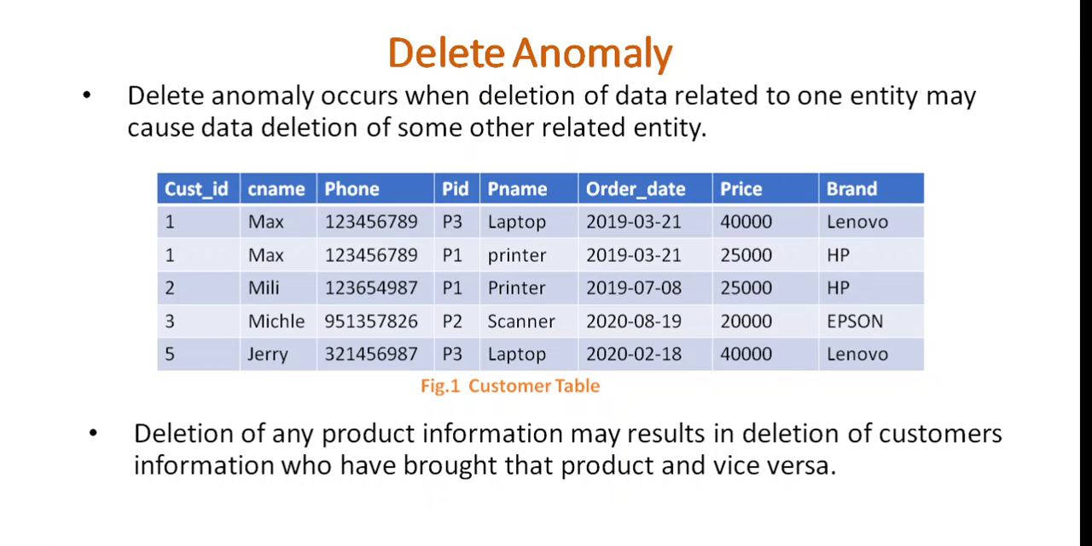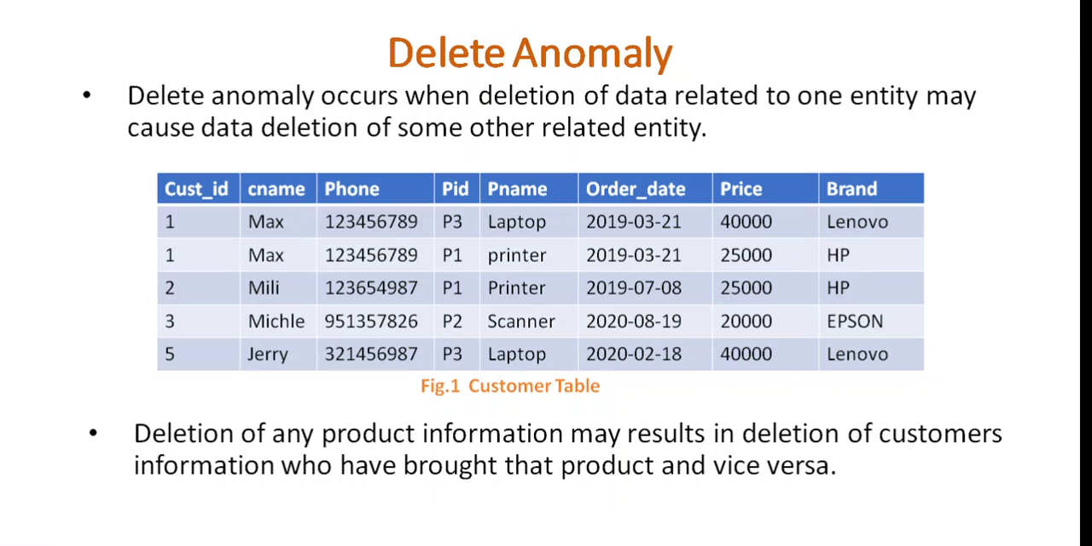Now see here, scanner is the product having product ID P2. This scanner product is ordered by a single customer, that is, customer ID 3 has ordered the scanner. If I want to delete the information of scanner, that is, delete this product from my product list, then after deleting that product from the table, the customer information, that is customer ID 3, name and phone number, will also get deleted. So this will be a loss of information, or loss of data.